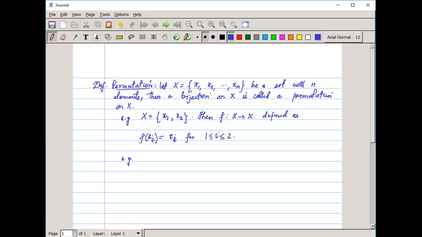Similarly, we can take another bijection on the set X with elements x1 and x2. Then we can define a function g from X into X by g of x1 is equal to x2 and g of x2 is equal to x1. Then this function g is also a bijection on X, and these bijections on a finite set X are also known as permutations.